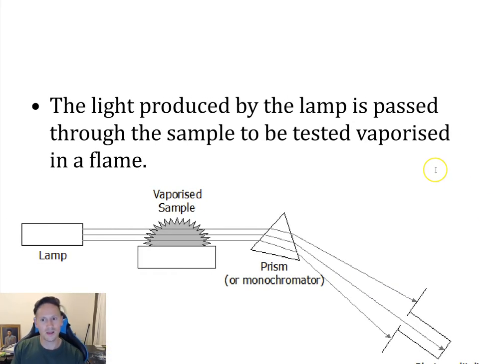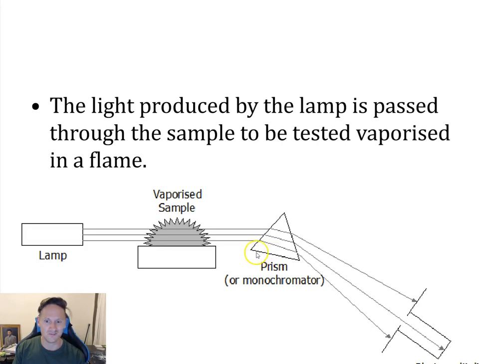So the light produced by the lamp is passed through the sample to be tested, which is vaporized in a flame. Now this diagram here is obviously a very basic diagram, but we're showing the lamp. These lines are emitted light because, as we know, light only travels in straight lines. You've got a vaporized sample indicated by this kind of round saw looking thing, and we get through a prism.